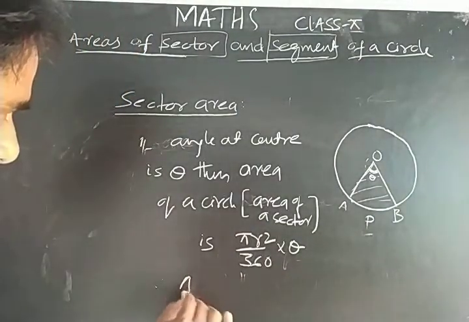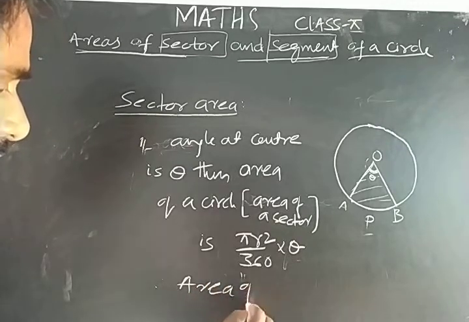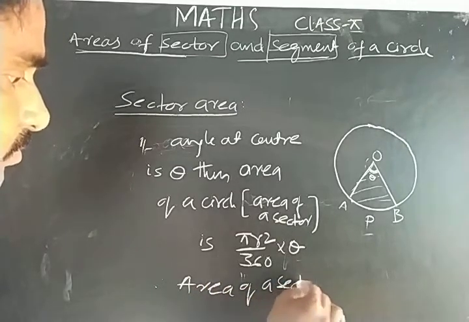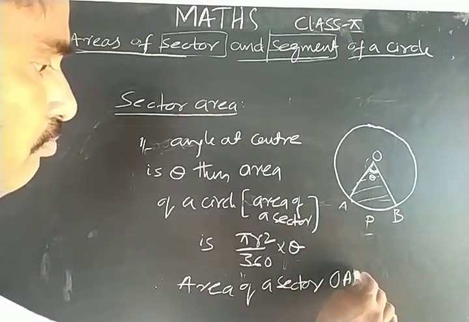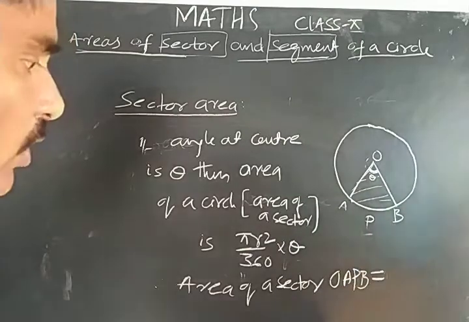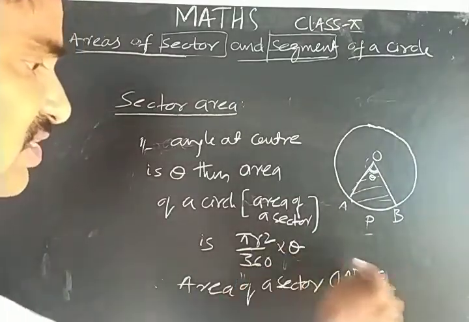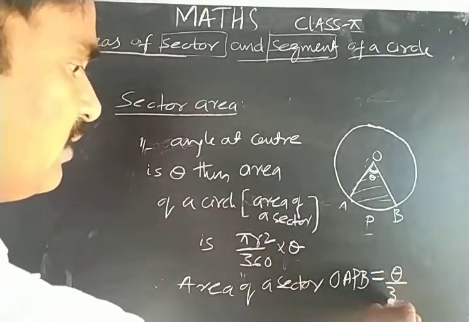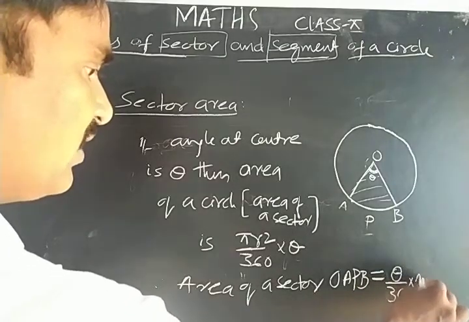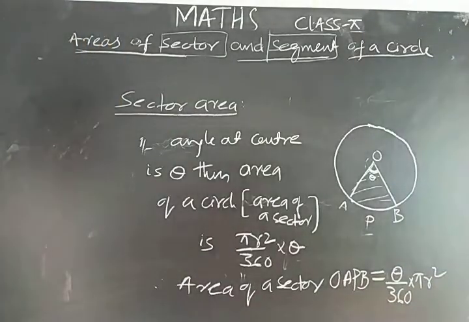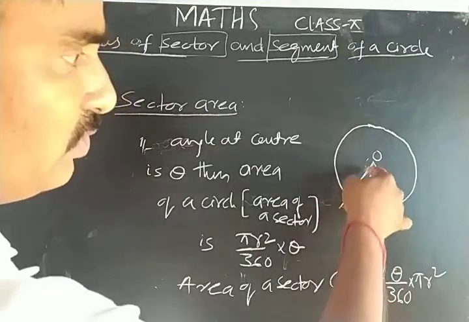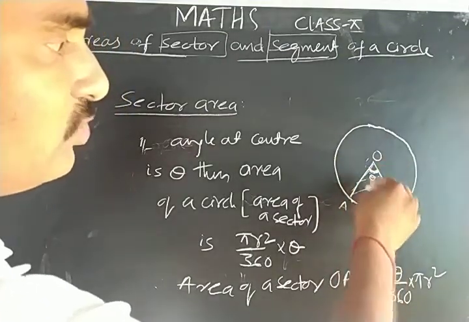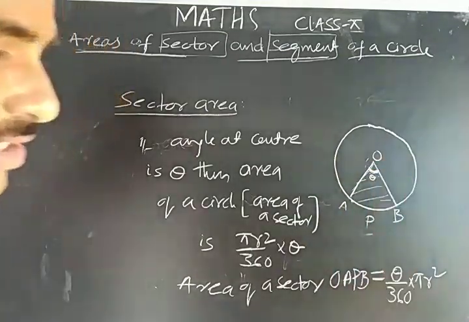Therefore, you can write area of a sector from this figure. Area of the sector OAPB is equal to theta by 360 into pi r square. So this is the area of a sector. To get the area of the sector, we need the angle and radius. If you know the radius of the circle and the angle, you can find the area of a sector.